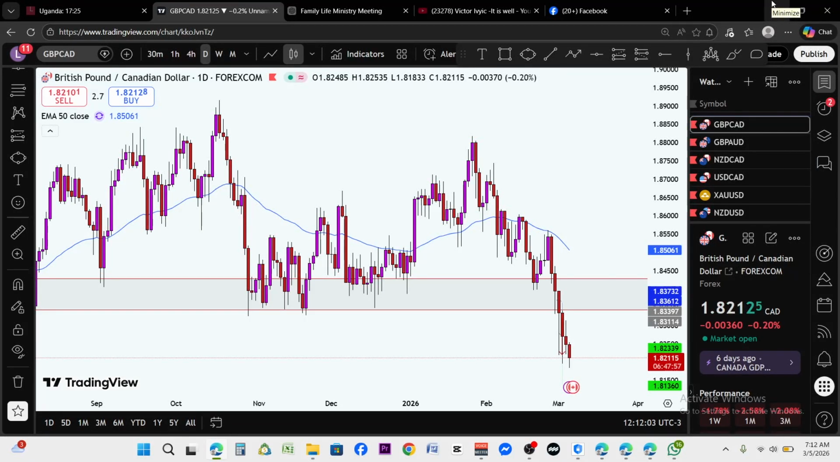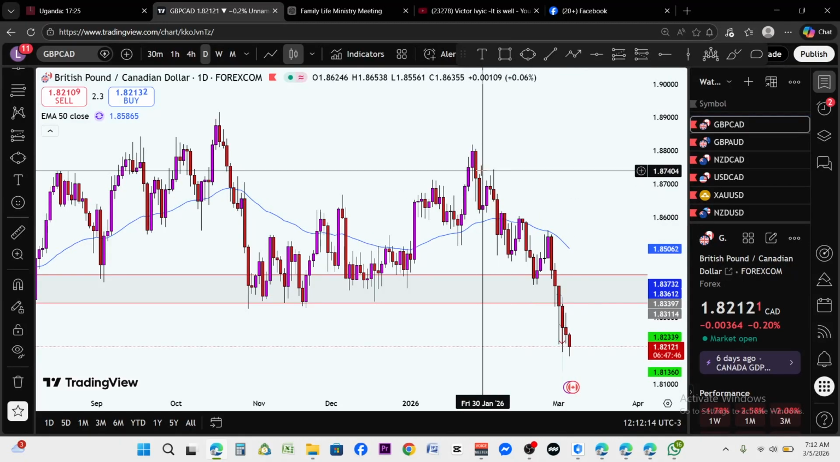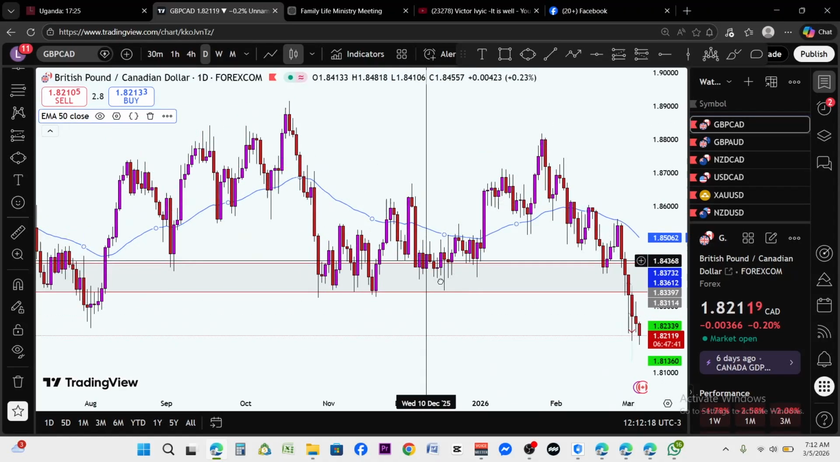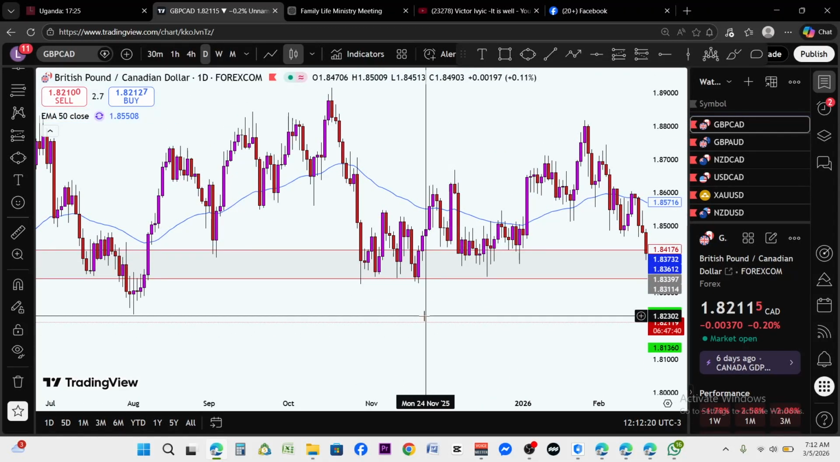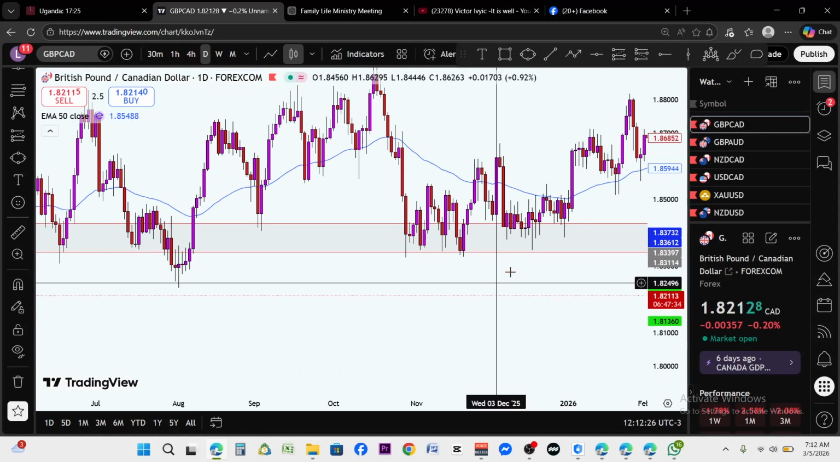If you are entering in the middle of the chart, you are donating money to the forex market. You are not trading. Smart traders enter at zones. What is support and resistance? In this video, I want to teach you what support and resistance means.